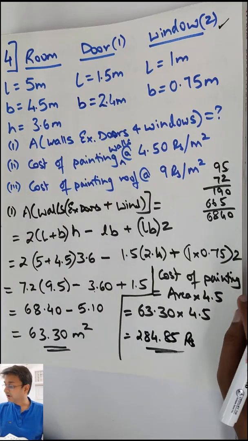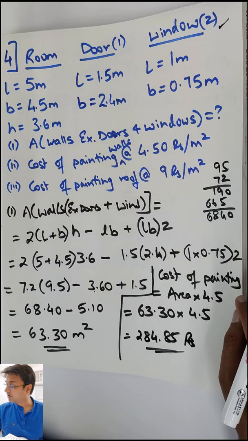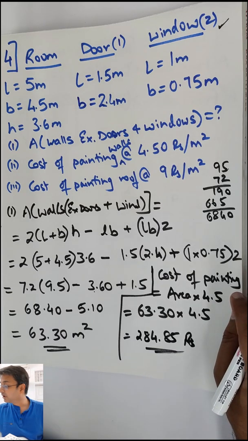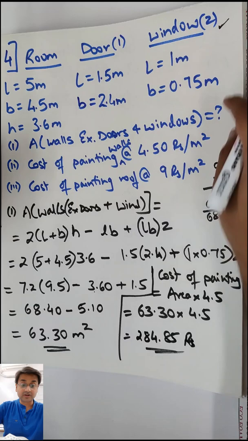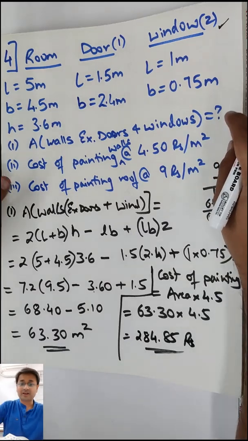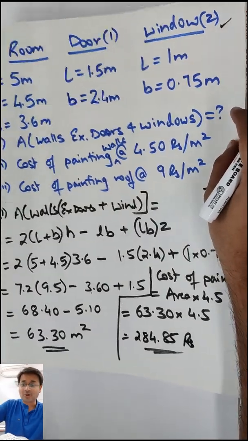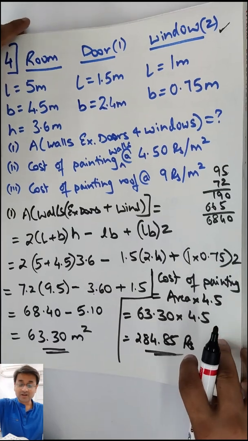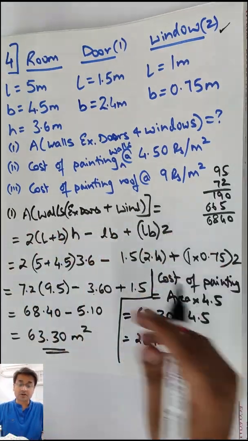So cheap, I doubt. Who is this guy who's painting it at such a low cost? Let's call him at our place. 284.85. It's absolutely correct. Such a cheap person. I mean, the person is not cheap, I mean, the cost is so cheap. That's good.